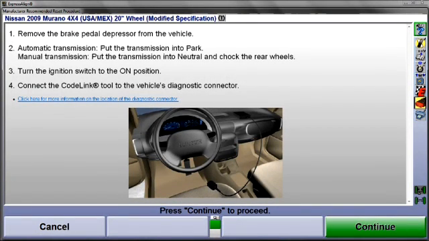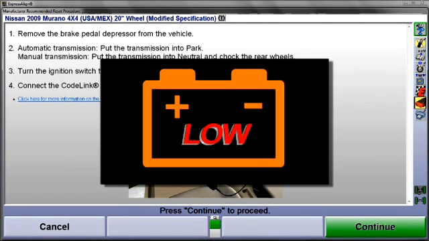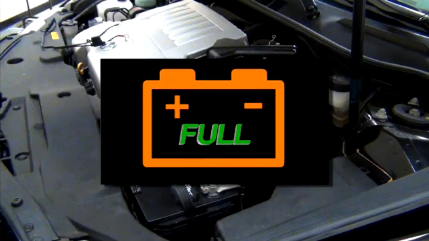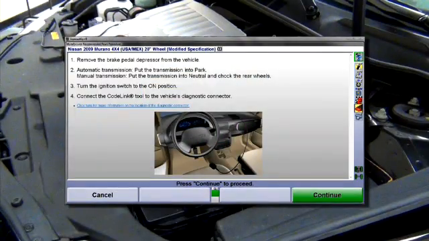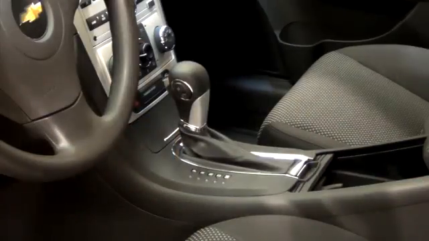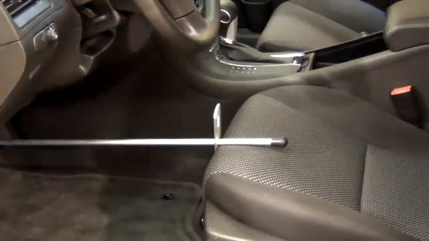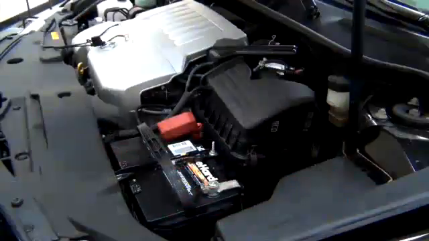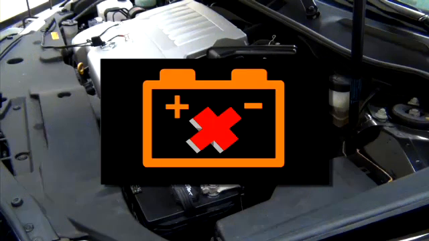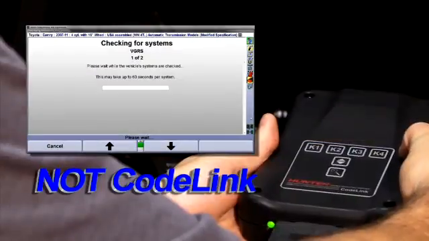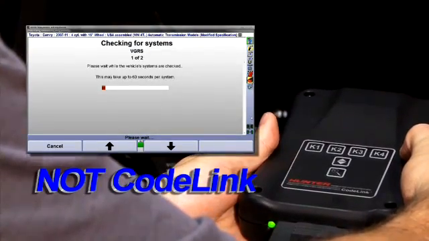Starting the reset procedure with a low battery will almost always guarantee problems. The vehicle manufacturers assume that the battery will be up to full charge at the beginning of the reset, but having the ignition in the on position, transmission in neutral, and the brake pedal depressor installed during a lengthy alignment procedure can decrease battery voltage below the expected level. This will almost always cause issues with the reset and is not caused by draw on the battery from the CodeLink tool.